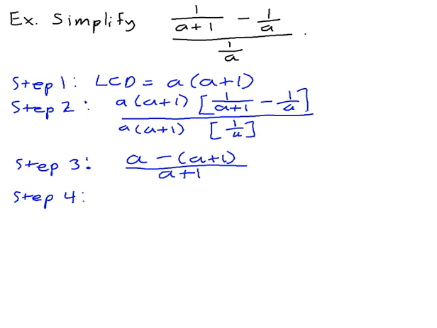Now, step 4 is to reduce to lowest terms. Now, to do that, I would first simplify our numerator, and when we do that, distributing that minus sign, the a's would cancel, and we would end up with negative 1 over a plus 1. And since that cannot be reduced, that is our final answer. Again, we no longer have fractions in our numerator or denominator, so this is our answer.